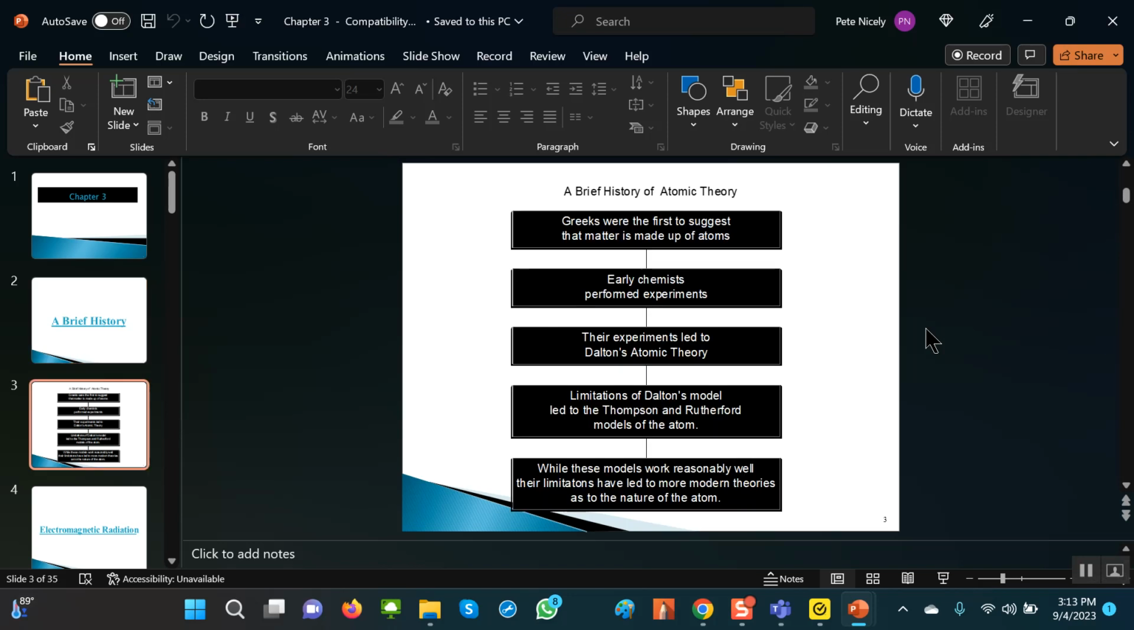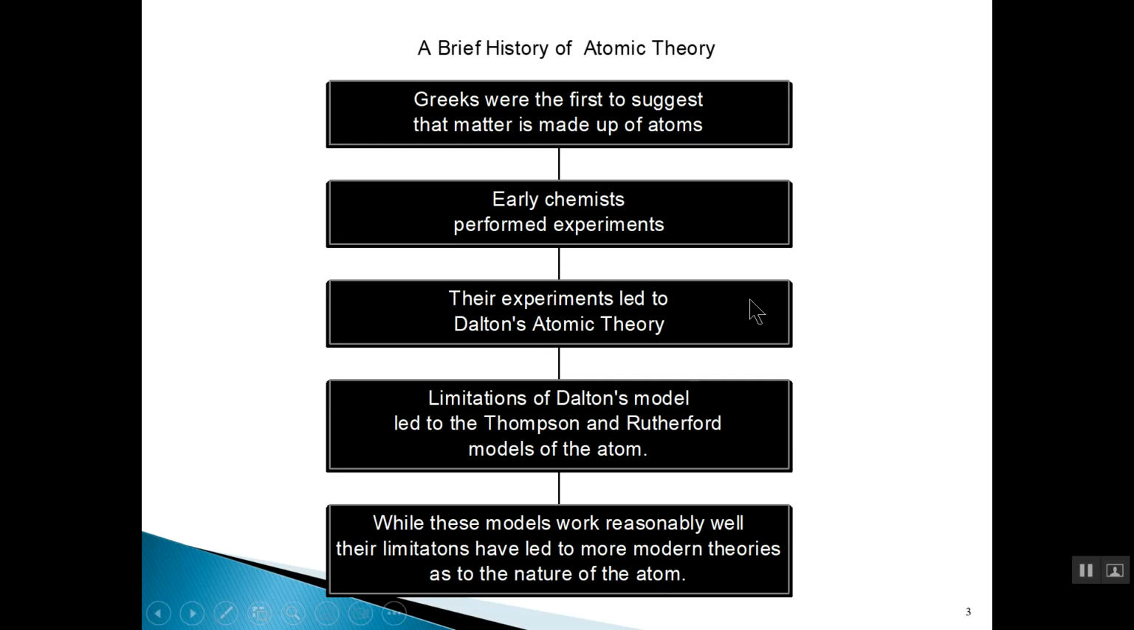So this is just a flow chart which gives you a brief history of what we call the atomic theory. The first persons to come up with this whole notion of subdividing matter into its smallest units were the Greeks, at least on record. And then early chemists performed experiments, and their experiments led to Dalton coming up with his atomic theory. Let me expand this here.